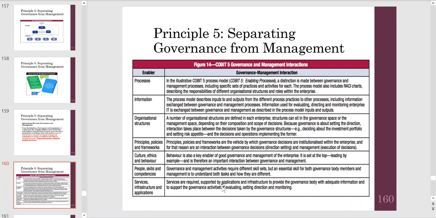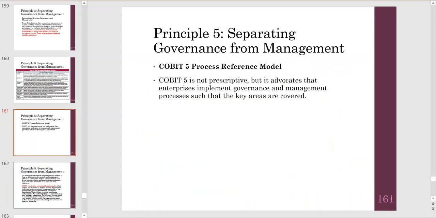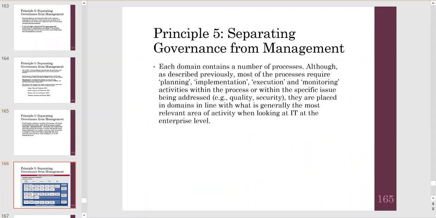Finally, services, infrastructure, and applications. The management, or the company, provides services and has applications, and both services and applications are supported by infrastructure. So the outcome of services, infrastructure, and applications will be information. The information will be used by the management to make decisions for their day-to-day activities, for their operations, for accomplishing their projects, tasks, and activities. And the same information will be used by the board or the governance body for evaluating, setting directions, and monitoring the performance of the management team. So this is, I believe, for principle 5. One more thing, I will just go quickly over it.